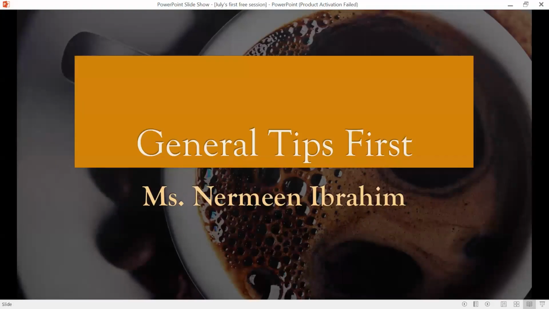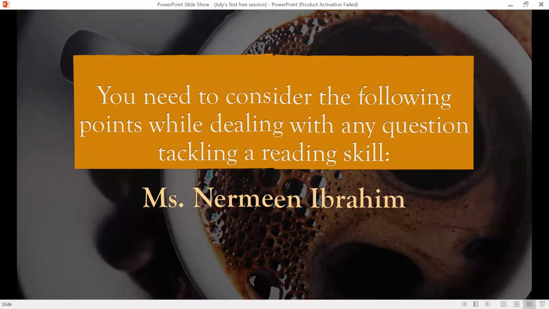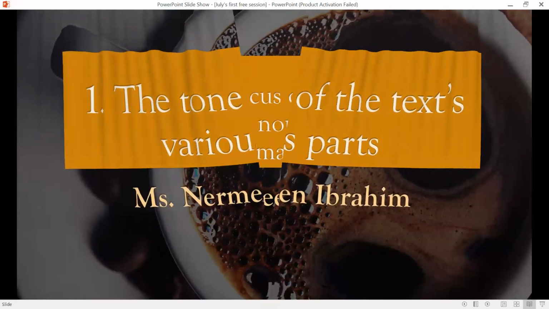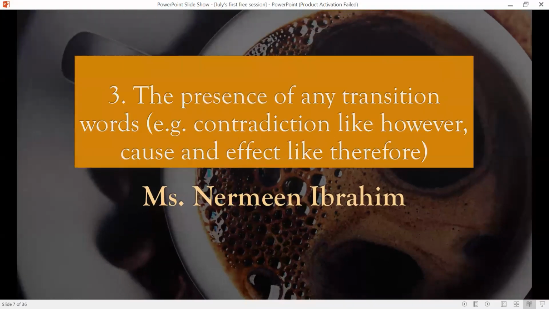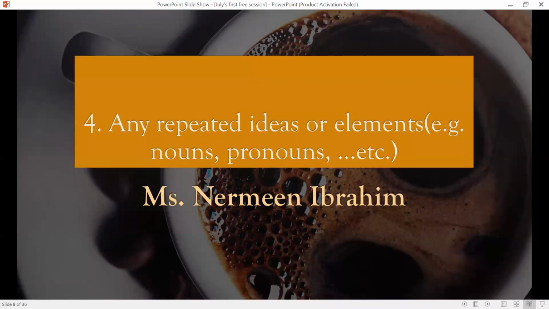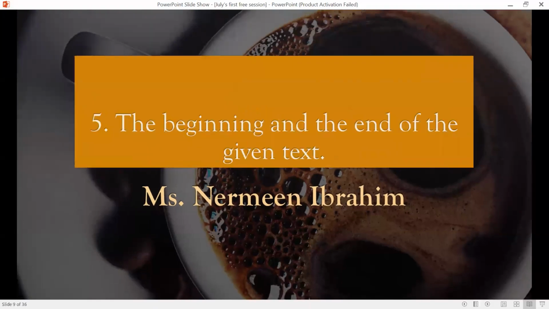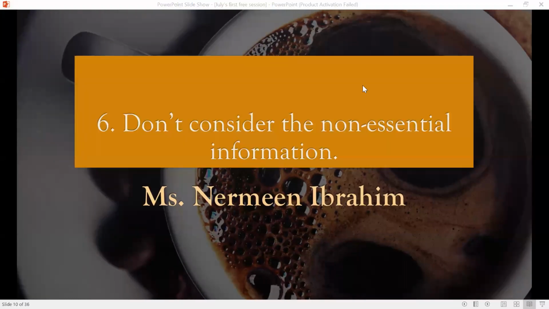Quickly, I was talking about inference questions, and I told you that you have to consider certain general tips whenever you're dealing with the reading questions in general. I told you that the tone is so important. The focus of the text is so important. Don't ruin the focus. Also, the presence of the transition words will help you a lot. The repeated ideas and elements, pronouns, nouns, when they are repeated, that means that they are important to the main idea. And the beginning and the end of the text also will make sense.